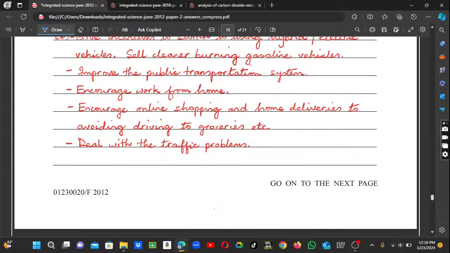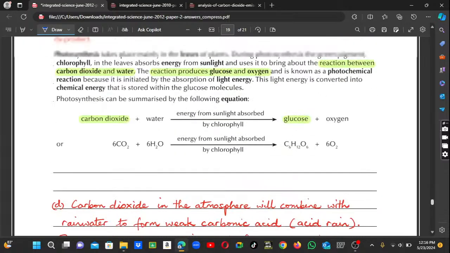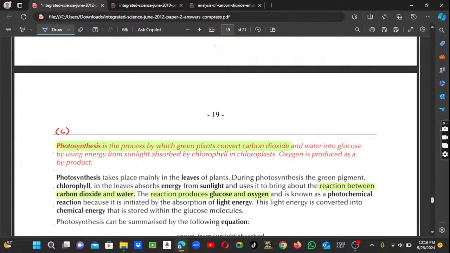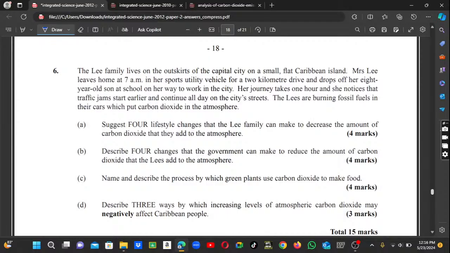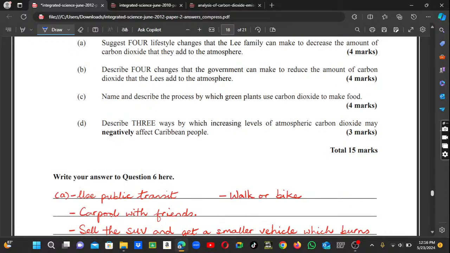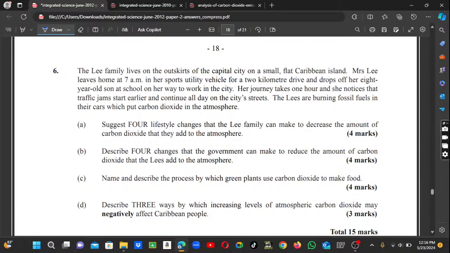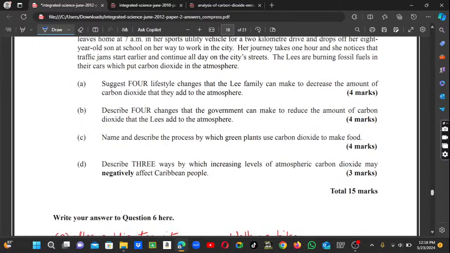Let me see here. All right, guys, I think I'm going to skip a few of these parts, simply because, let me see here, atmospheric carbon dioxide, let me reduce carbon. All right, let me just do this one. So here, guys, the first question says we need to suggest 4 lifestyle changes that Lee and his family can make to decrease the amount of carbon dioxide that they add to the atmosphere. The main key, guys, is that we are focusing on carbon dioxide. So let's just go ahead and read.